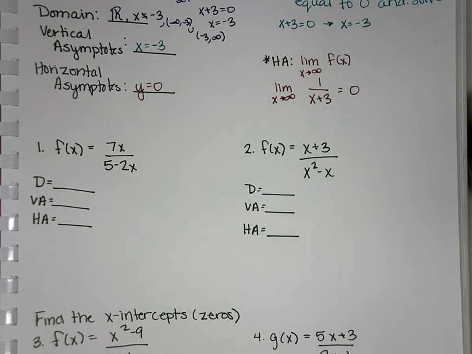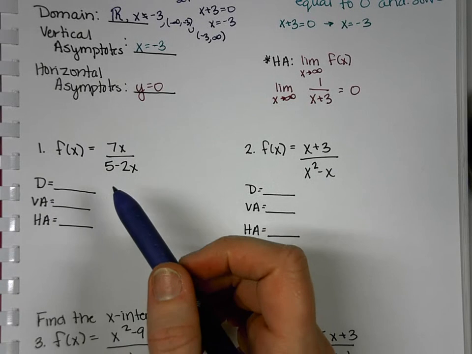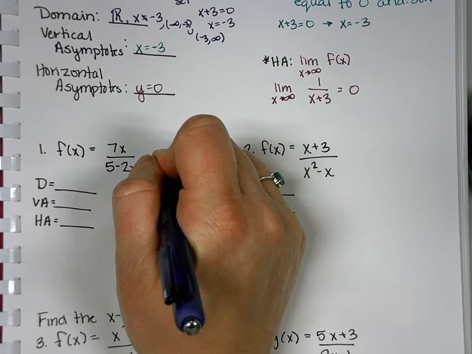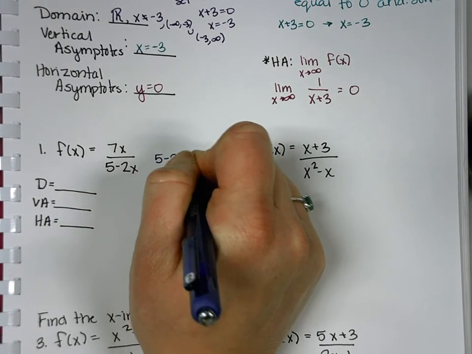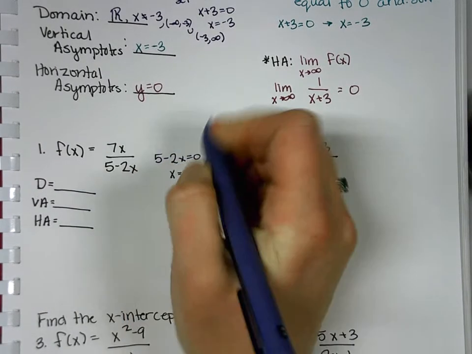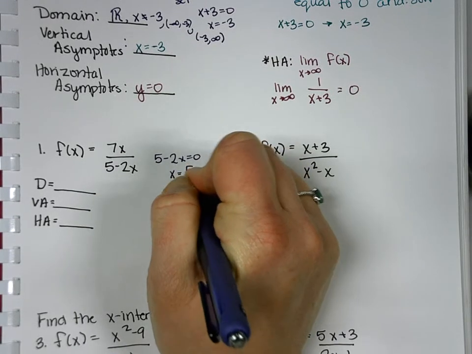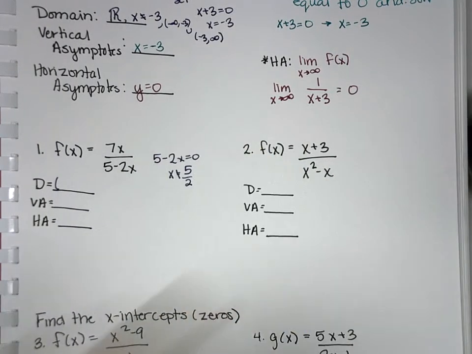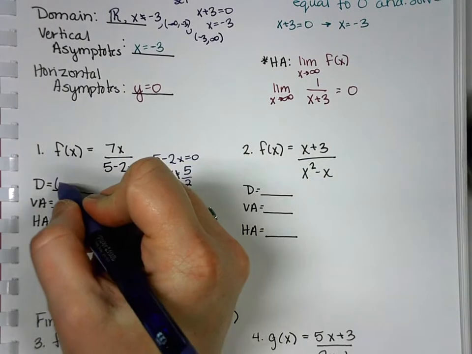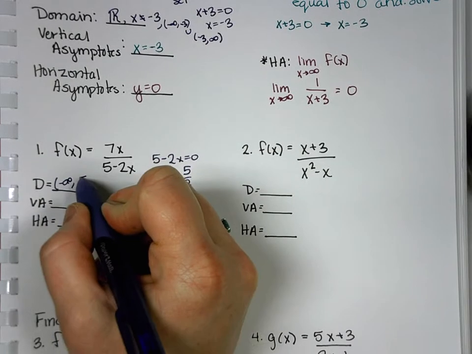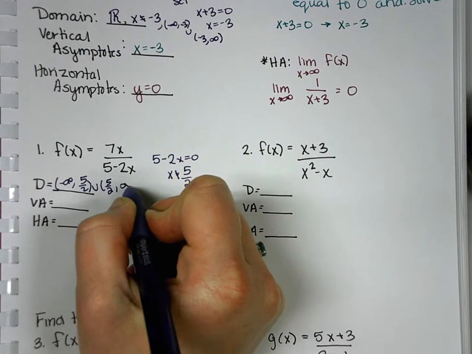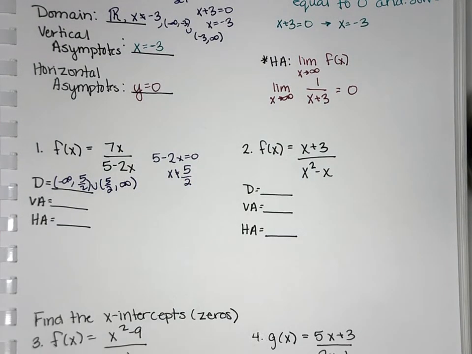So if we look at this first one here, we set the denominator equal to 0, so 5 minus 2x equals 0. We get x is equal to 5 over 2. So we can say that's what it cannot equal. So negative infinity to 5 over 2 in union with 5 over 2 to infinity. And again, if you'd rather write all real numbers except x cannot equal 5 halves, that works too.